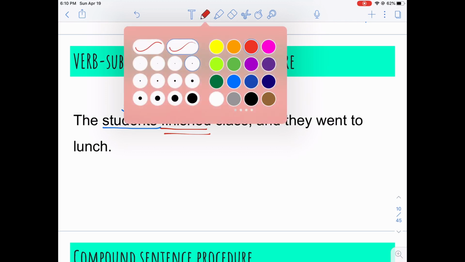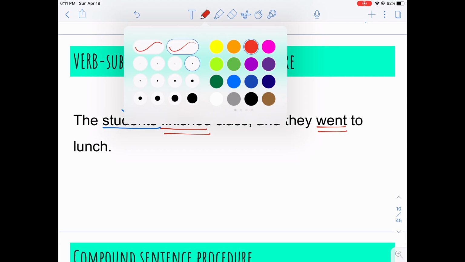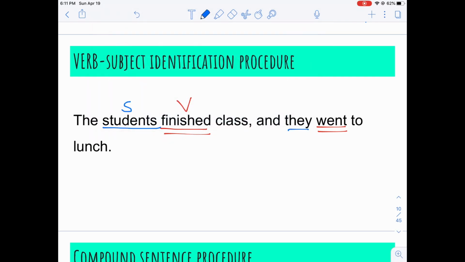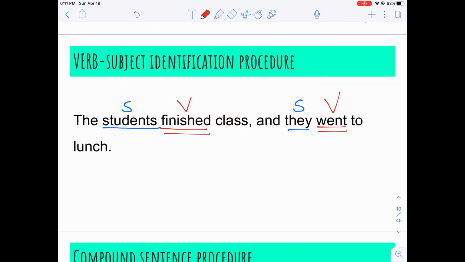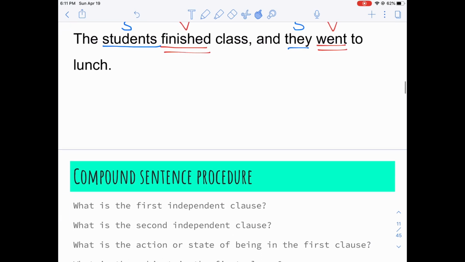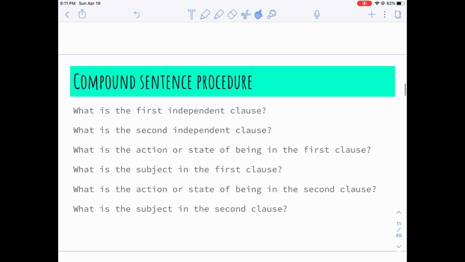And then the second one, they went to lunch. Went is our verb. And they is our subject. No helping verbs. So we have two SVs, but something that we haven't talked about is how are those two sentences joined. So we went through the procedure, the first independent clause, second independent clause, found the verb for each and the subject for each.